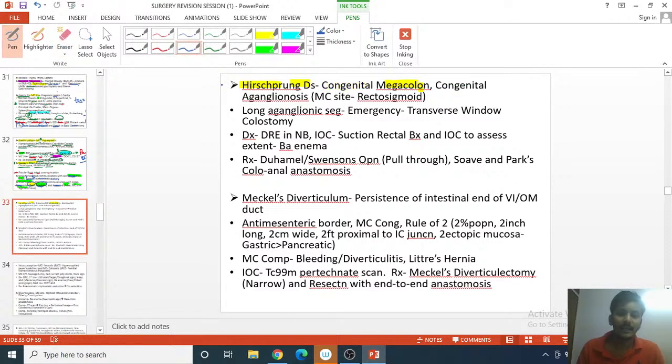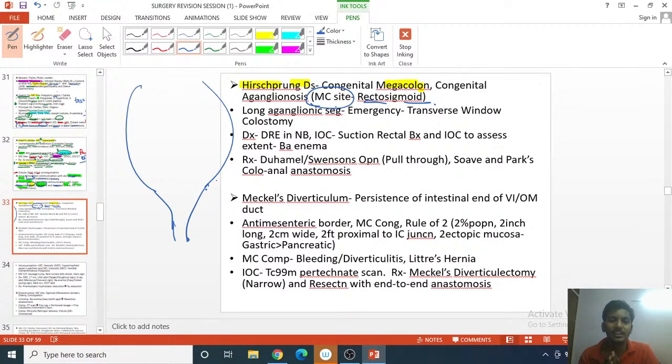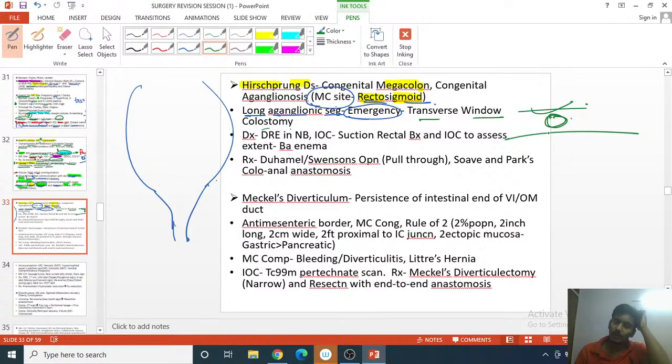It can lead to congenital megacolon. एकदम बड़ी सी ऐसी कोलन हो जाएगी, proximally distended and distally collapsed. Okay, the most common site of Hirschsprung's disease is your rectosigmoid. ठीक है, remember rectum and sigmoid are the most commonly affected part. Please remember. Then if there is a long aganglionic segment, the patient would present to us in emergency. And what we perform is your transverse window colostomy. So जो transverse colon होगी उसमें बस एक opening कर देंगे. Okay, we'll perform a colostomy over there.